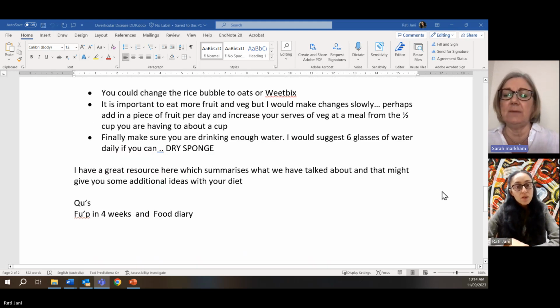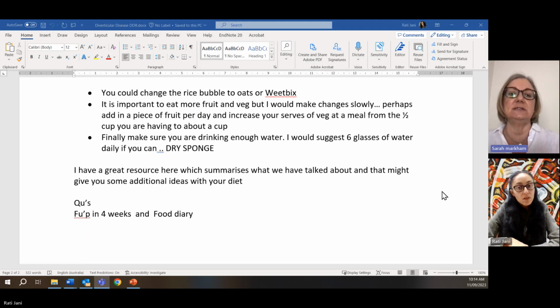Now, in addition to the fiber, what's really important with diverticular disease, and any time you're trying to increase the fiber in your diet, is to make sure you're drinking enough as well, particularly water. If you remember at the beginning, I explained to you that the fiber gives bulk to the stool, and it also holds water into the stool. So if we don't put enough water in, it's like a dry sponge, and that's not comfortable to pass. So I would suggest really trying to get through maybe 6 glasses of water a day to ensure that you can have a nice, easy bowel movement.